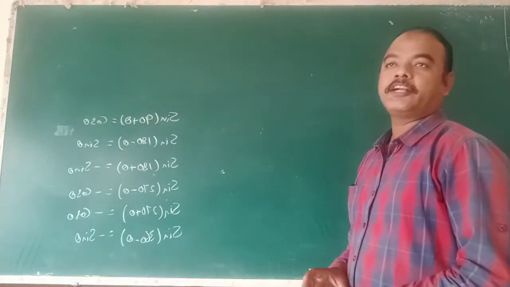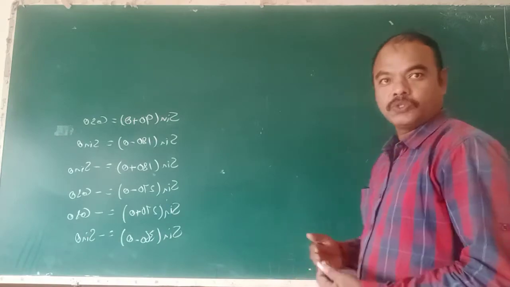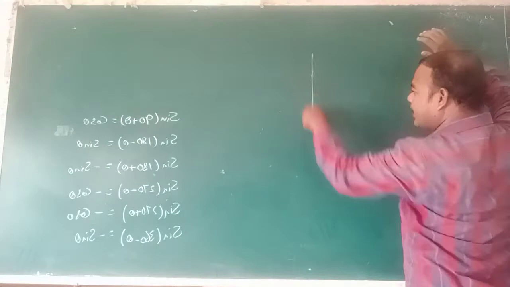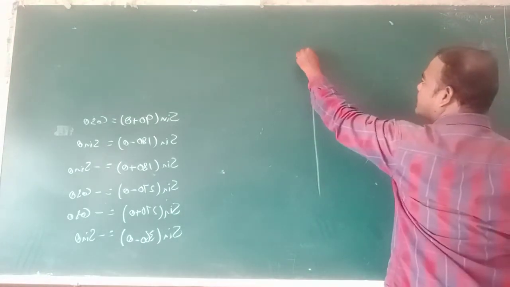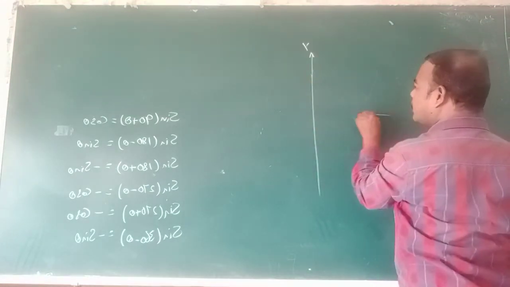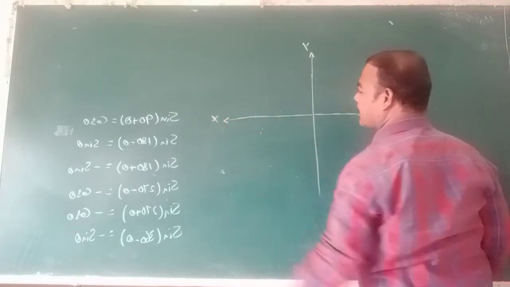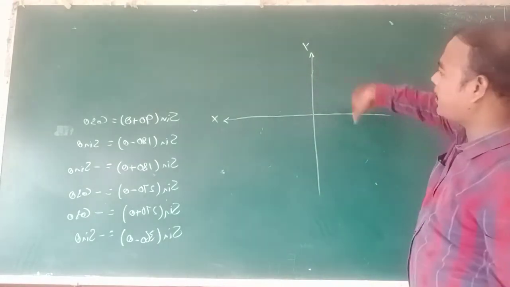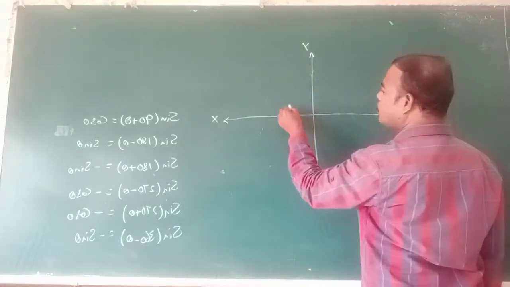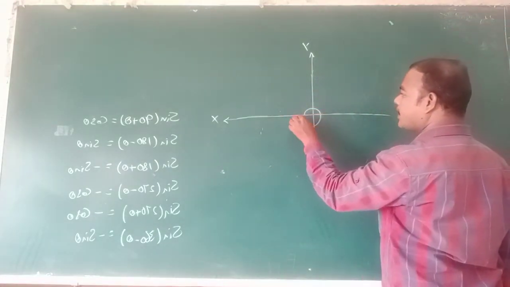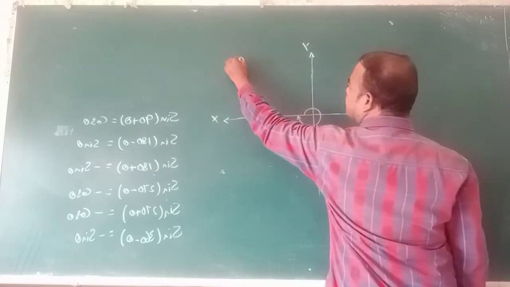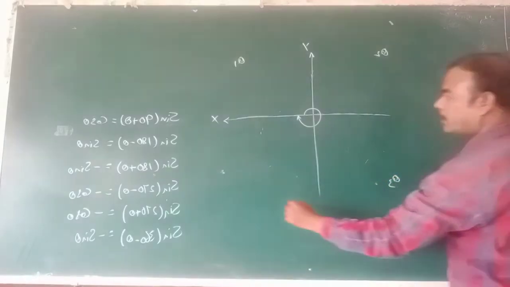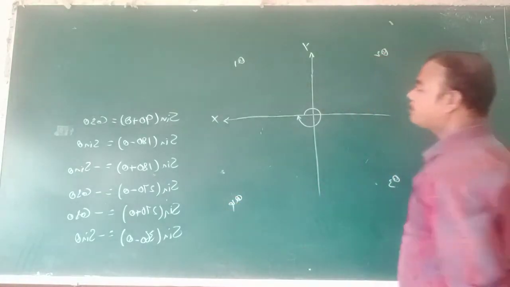To clarify that, we need the quadrant system. Suppose there is a plane area divided by a vertical line, which we call the y-axis, and a horizontal line, which we take as the x-axis. This horizontal line and vertical line divide the plane into 4 quadrants. We take the 4 quadrants in the anti-clockwise direction: the first quadrant, the second quadrant, the third quadrant, and the fourth quadrant.